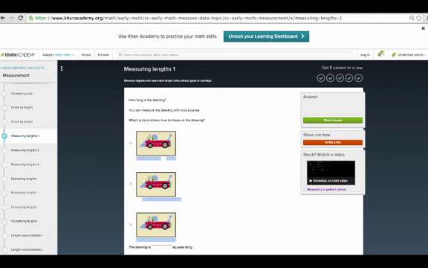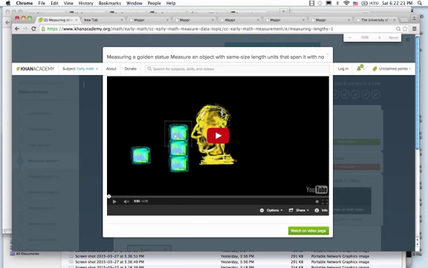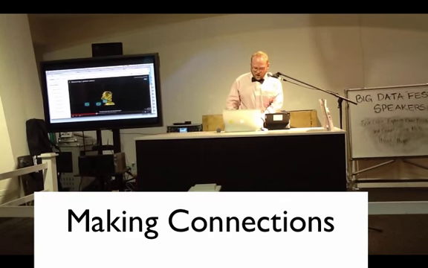So this is the example of Measuring Lengths 1, and you can see that there's an exercise where it asks you which picture shows how to measure the length of a drawing. And then it also asks you for the length and the number of squares. Now, if you're a parent and you wanted to understand this math standard, you can also take a look at this video, which is Measuring a Golden Statue. There's some sound I'm not going to play for it, but essentially it gives you a lesson about how you can think about measuring in a first grade math kind of way.